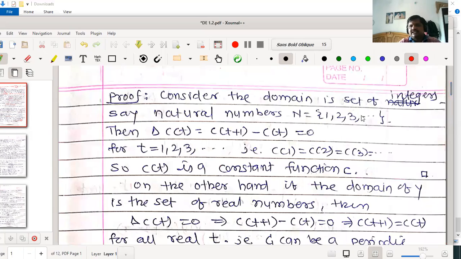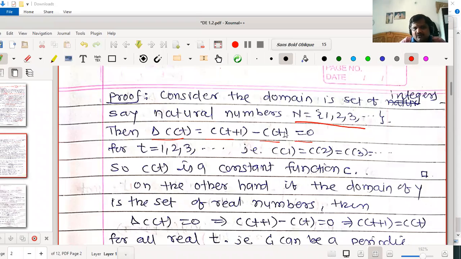Consider the domain set is integers. Integers means 1, 2, 3, plus or minus 1, plus or minus 2, plus or minus 3, and etc. For example, consider n is equal to the set of natural numbers 1, 2, 3. Then delta of ct becomes ct plus 1 minus ct equal to 0. Delta ct equal to 0 means what? ct plus 1 minus ct equal to 0.